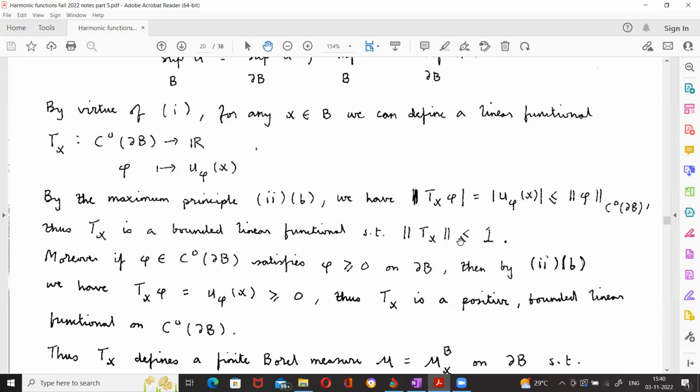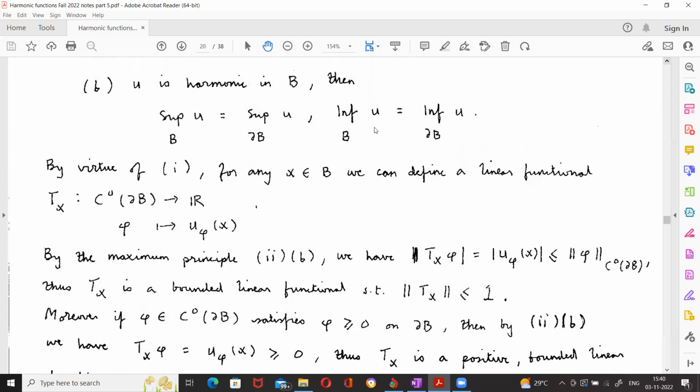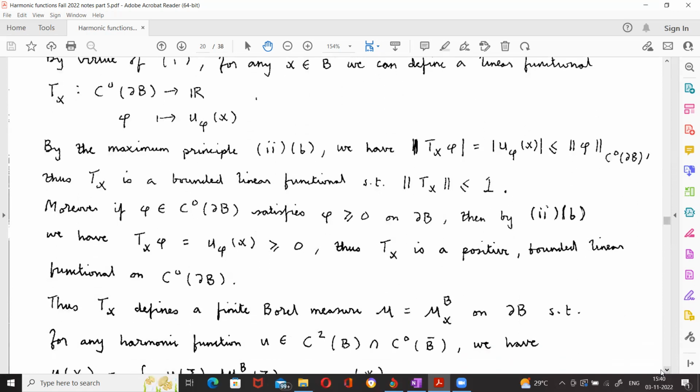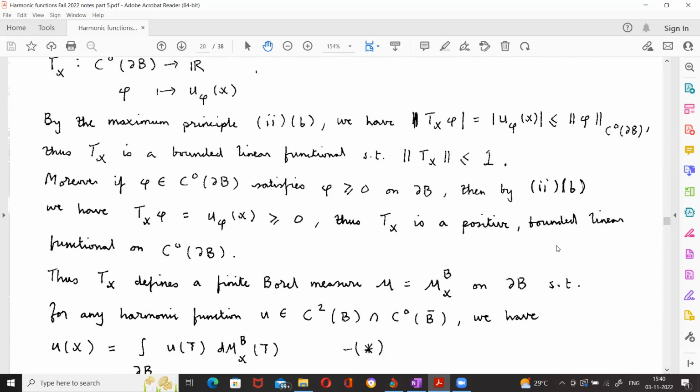Moreover, it's a positive linear functional, because if phi is a function on the boundary which is greater than or equal to 0, then by the maximum principle, for the harmonic function, the infimum is equal to the infimum on the boundary. So if the boundary function is greater than or equal to 0, then the harmonic extension is also greater than or equal to 0. So u_phi of x is greater than or equal to 0. In other words, this linear functional T_x is a positive bounded linear functional.